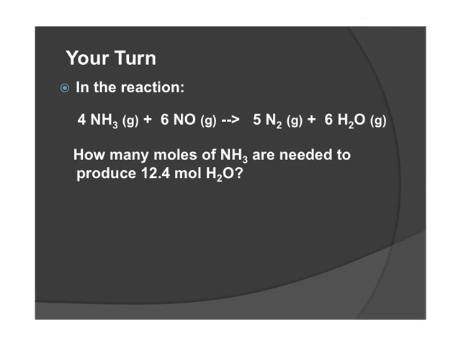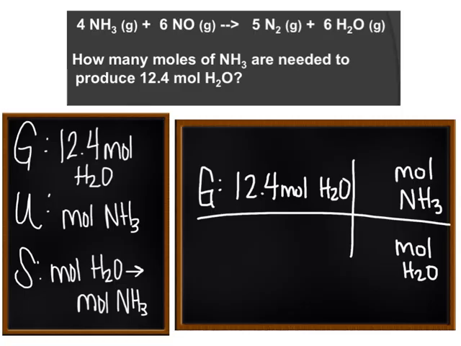Now here's some independent practice for you. How many moles of ammonia are needed to produce 12.4 moles of water in the reaction we see here? Look at your mole ratios. Which one are you going to need? What's your given, unknown, and solution? Fill out your T-chart, and you can check on the next slide. Pause now.